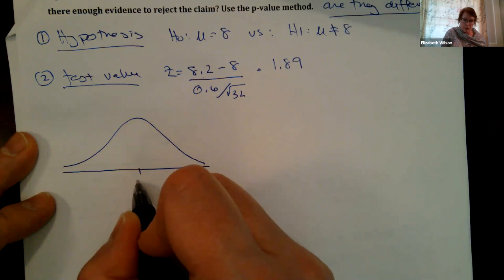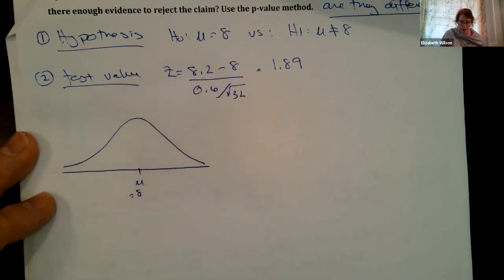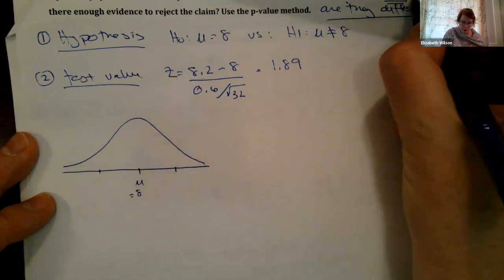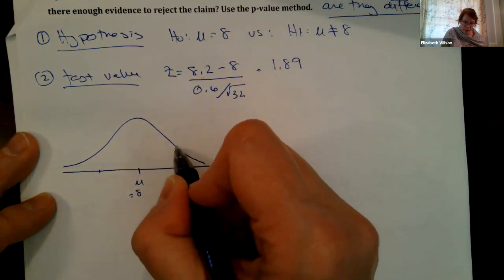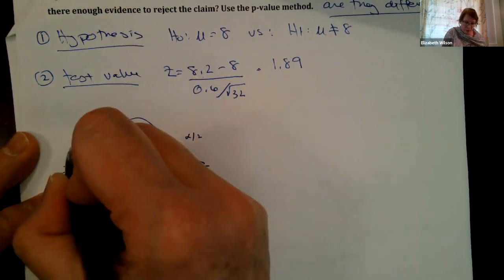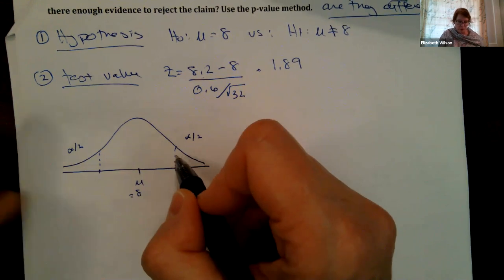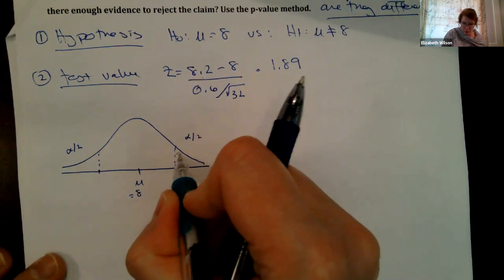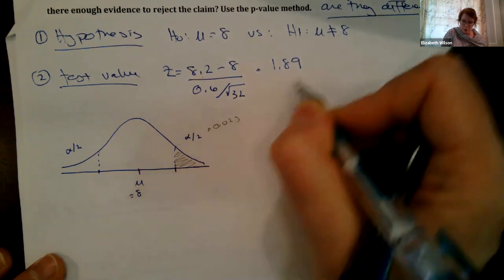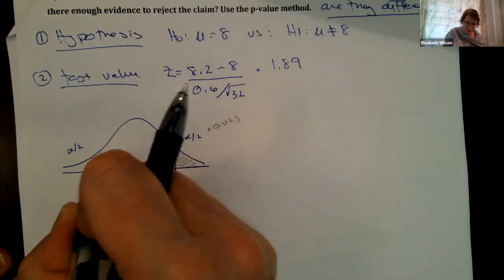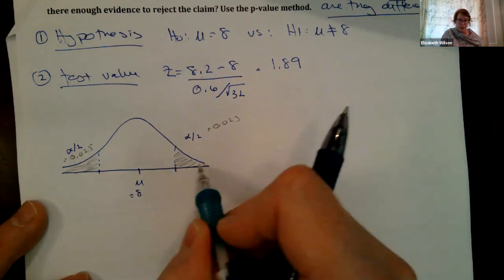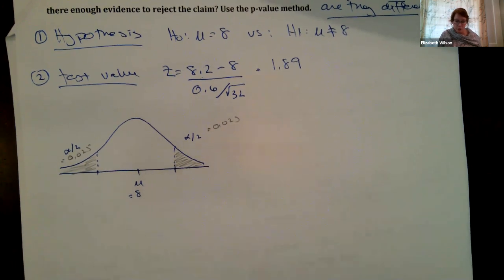This is our mean equals 8, and it's two-tailed. We were told alpha is 0.05, so that means my alpha gets split into two, so this is alpha over 2 on each side. So the area under this curve here is equal to 0.025, because my alpha is 0.05, and alpha over 2 is 0.025. That's the value that I'm going to be comparing with. That defines my critical region.